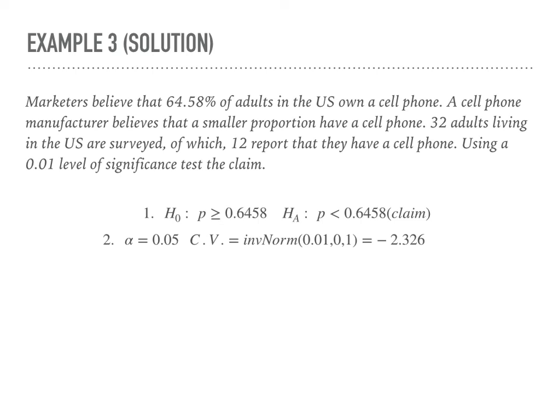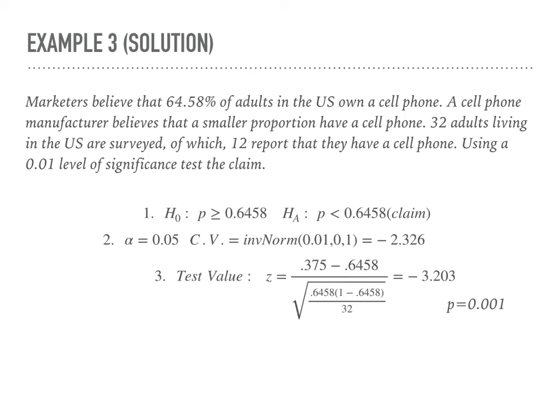Your level of significance would be 0.01, and your critical value would be negative 2.326. Your test value, if you computed by hand, would be as such. If you use the calculator, you would get the same result for your test value, and your test value z equals negative 3.203, and your p-value is 0.001.